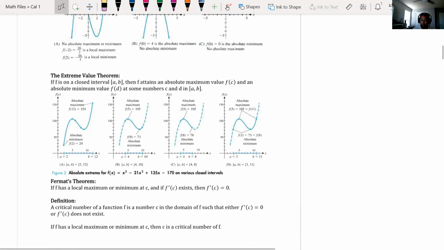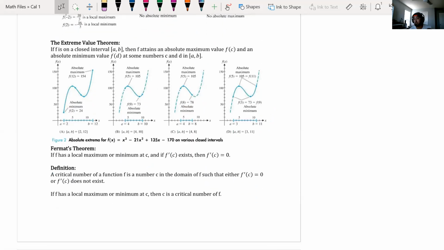And there's a nice little theorem that goes with absolute maximums and minimums. It says if you have a closed interval, then on this closed interval, you will have an absolute maximum and you will have an absolute minimum at the critical numbers C and D of our function. So the graphs below just show graphs with closed intervals. The first one has a closed interval from 2 to 12. And on this closed interval, the function has an absolute minimum at 24 and an absolute max at 154.